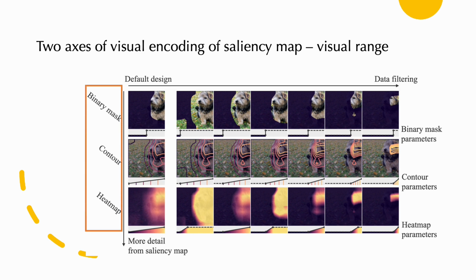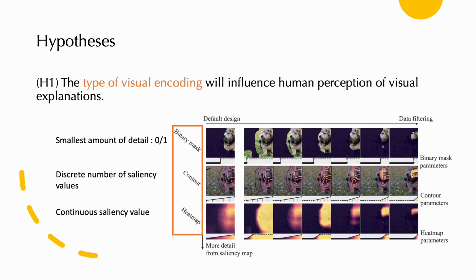First, the level of detail afforded by the visual range of a visual encoding. Second, the level of detail specified in the data domain of a visual encoding. For the visual range, we chose 3 visualization types which encode saliency maps in various amount of detail. Binary masks give the least amount of detail based on a single threshold on the saliency values. Contour visualizations give a discrete amount of detail based on multiple levels on the saliency values. Heat map visualizations permit the widest amount of detail based on a continuous color scale. Thus, in hypothesis 1, we anticipate that human perception of alignment will be impacted by the level of detail offered by different types of visual encoding.